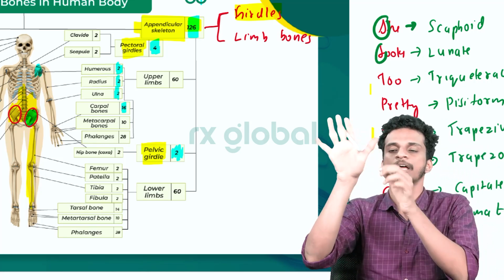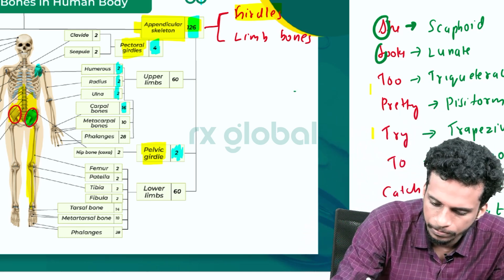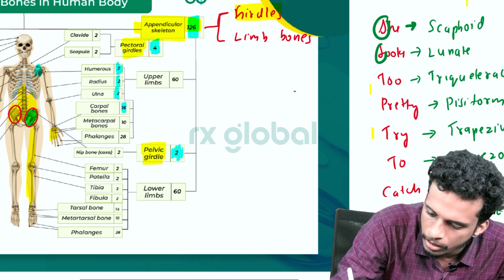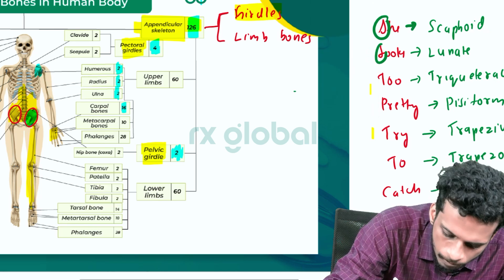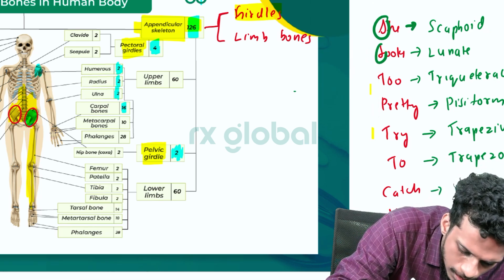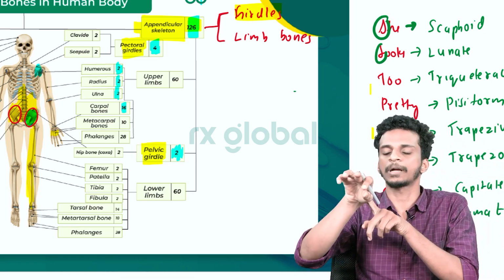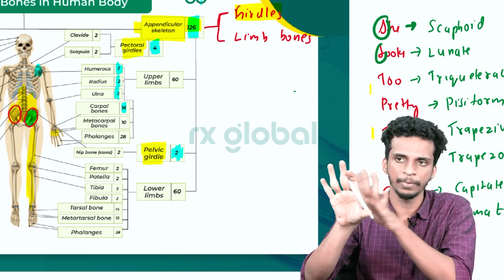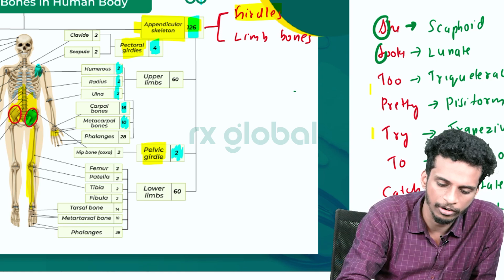Now, metacarpals: I have 5 on each side. These are my metacarpals. I'll just mark them. These are my metacarpals, meaning the connection between carpals and phalanx. So I have 5 metacarpals on each side, and in total I will have 10 metacarpals.